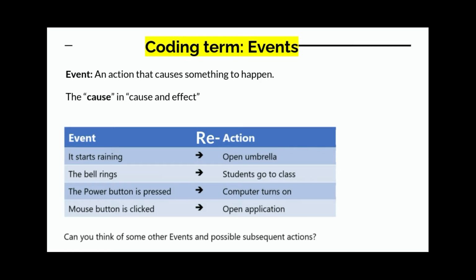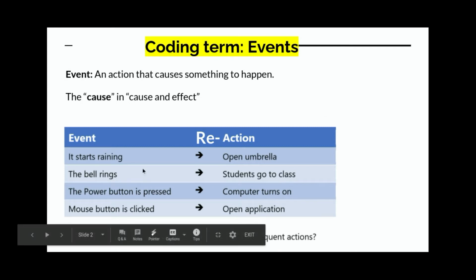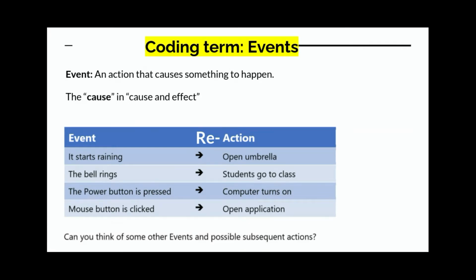So events, coding events. An event is an action that causes something to happen, right? You guys all know what an event is, right? For instance, we've got a list of some common events down below. The first one would be it starts raining. So the reaction to that would be open an umbrella. Second one is the bell rings. The reaction to that is students go to class. Third one, the power button is pressed on, say, a computer. The reaction is the computer turns on. The mouse button is clicked. The reaction is the computer opens an application.